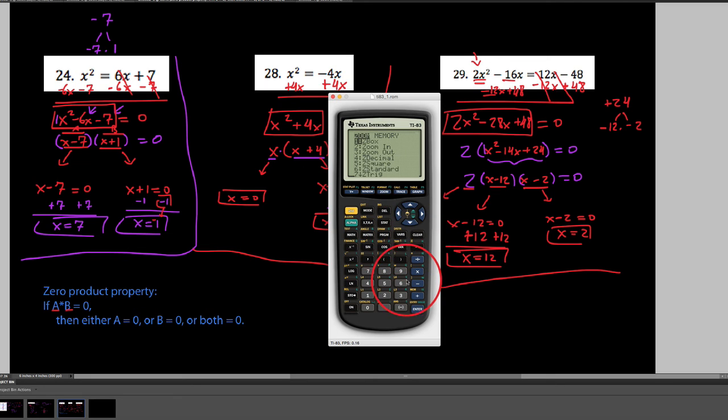So just keep in mind that when you're solving these quadratic equations, what you're really doing is looking at the x-intercepts of your graph.